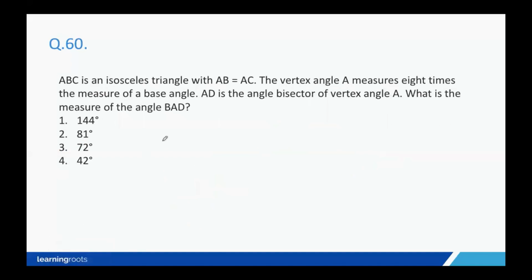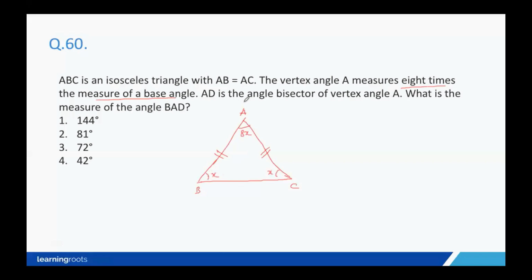Fine. Question number 60. ABC is an isosceles triangle with AB equal to AC. So if you have an isosceles triangle, this is A, this is B, this is C, AB equal to AC. The vertex angle A measures 8 times the measure of a base angle. In an isosceles triangle, these two base angles will be equal. So let this be x, let this be x, and the vertex angle A measures 8x. It measures 8 times the base angle.